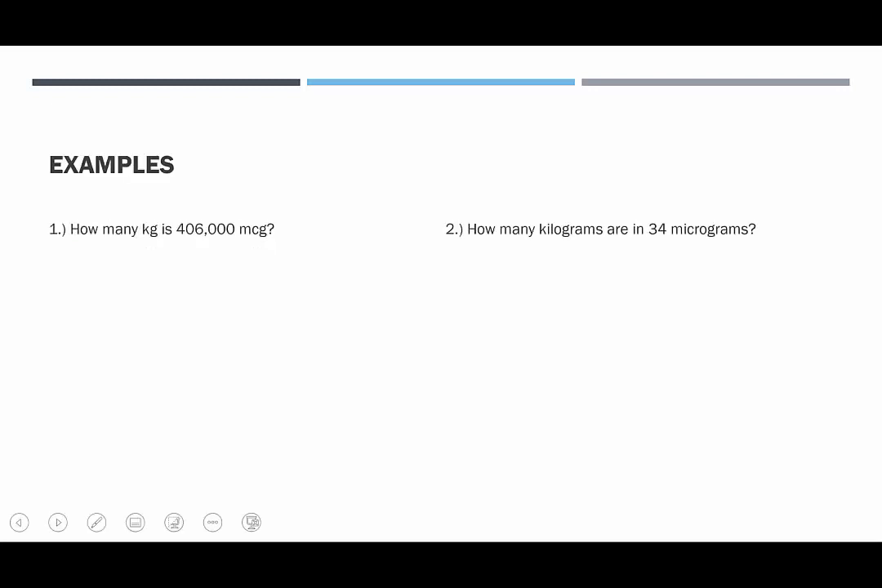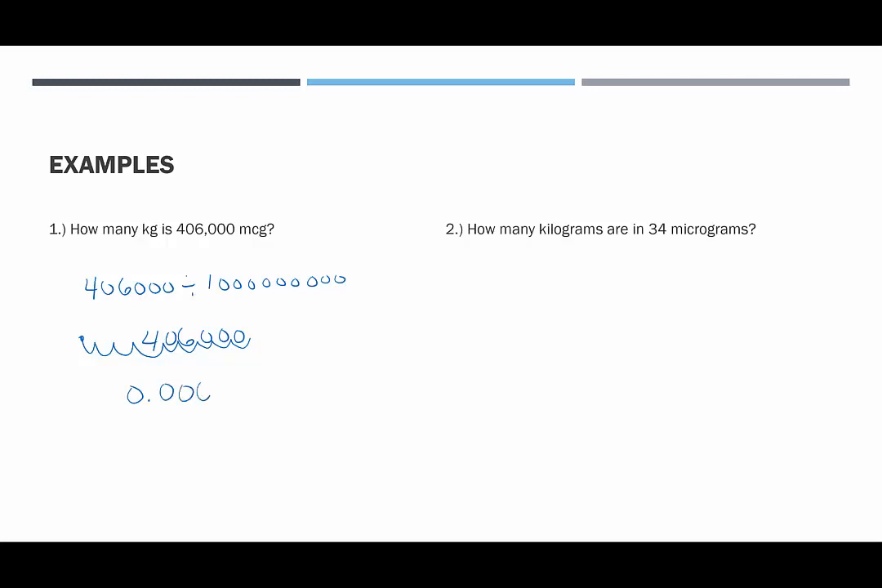Let's look at some examples. How many kilograms is equivalent to 406,000 micrograms? Well, we would take 406,000 and divide it by 1 billion. That would be taking 406,000 and moving the decimal point 9 places to the left. 1, 2, 3, 4, 5, 6, 7, 8, 9. So 406,000 micrograms is 0.000406 kilograms. A really teeny tiny amount.